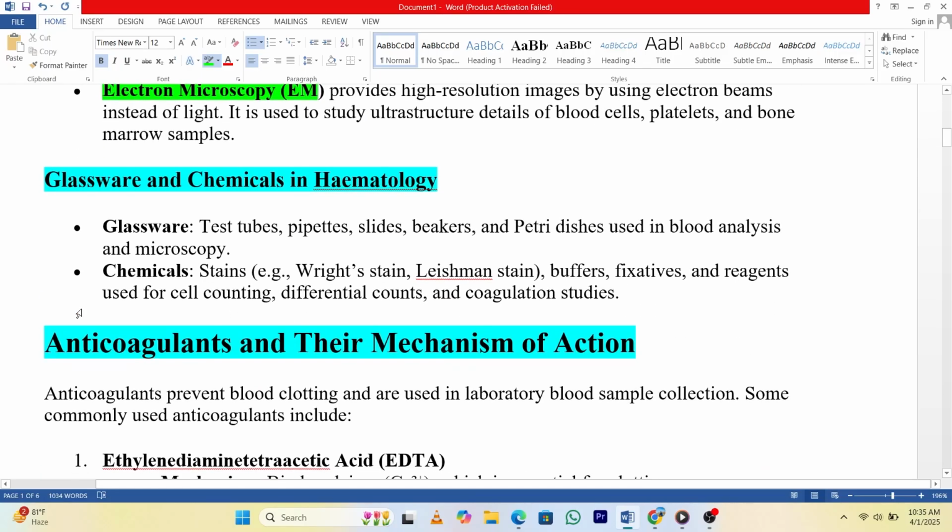Glassware and chemicals in hematology. Glassware: test tubes, pipettes, slides, beakers, and petri dishes used in blood analysis and microscopy. Chemicals: stains, e.g., Wright's stain, Leishman stain, buffers, fixatives, and reagents used for cell counting, differential counts, and coagulation studies.